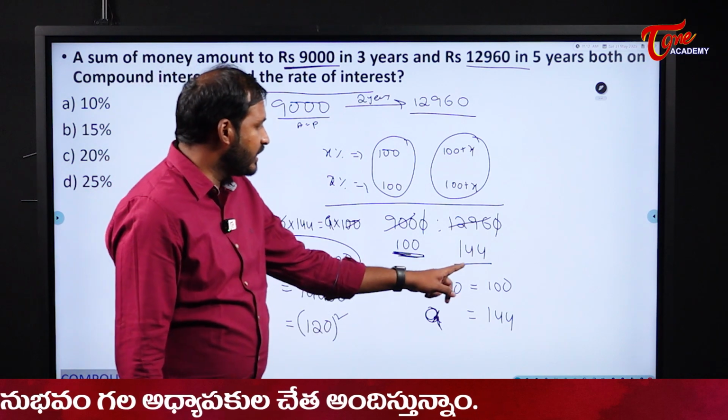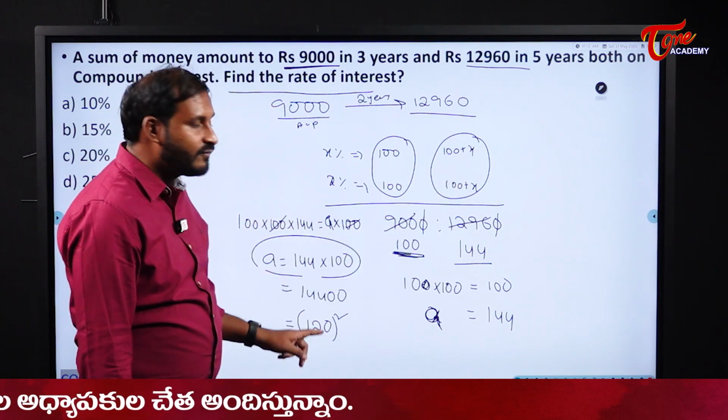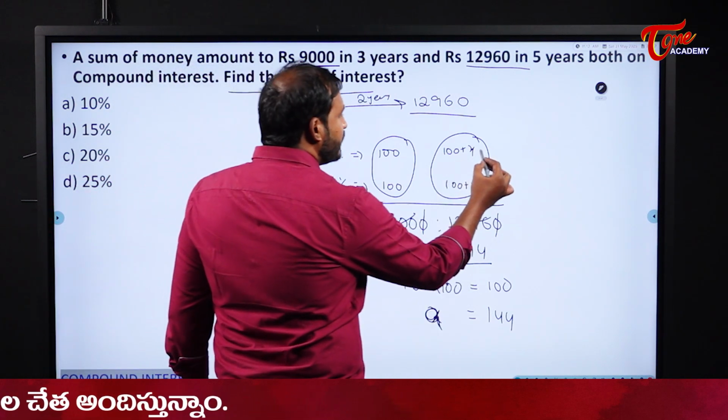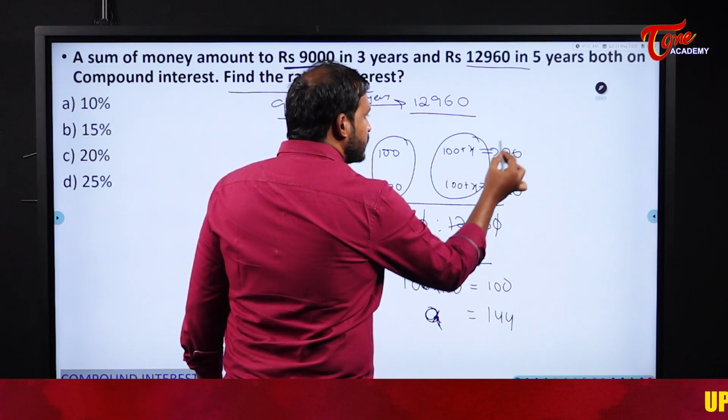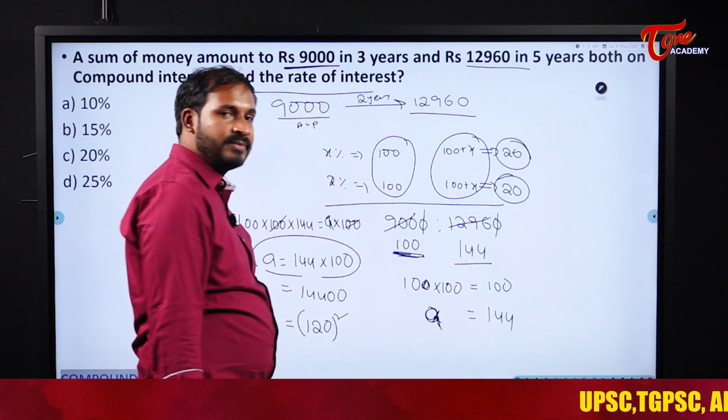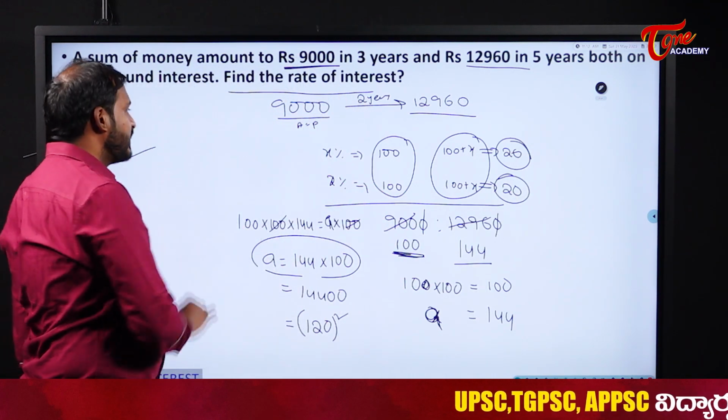That means here it is 120 whole square. Now to get 120 whole square, what should it be? The X value should be 20 here and the X value should be 20 here. So what is the rate of interest here? Tell me. 20%. Rate of interest is 20.